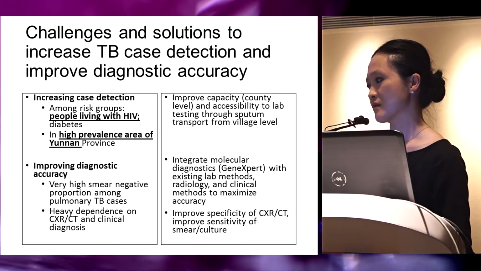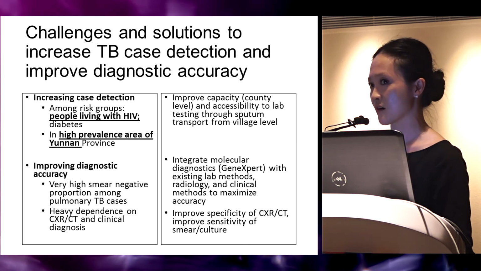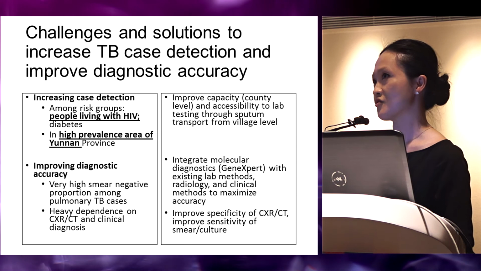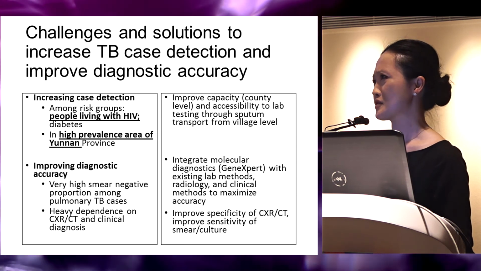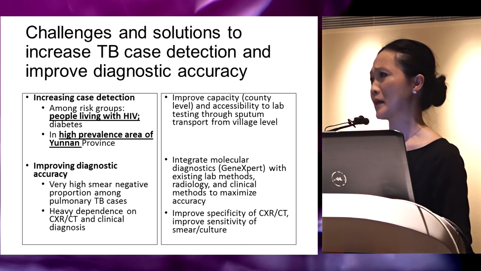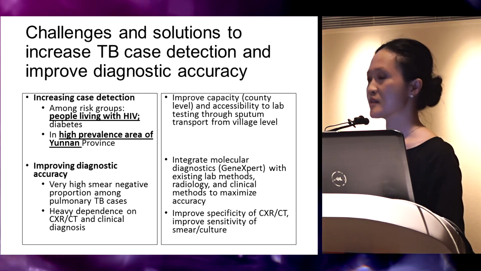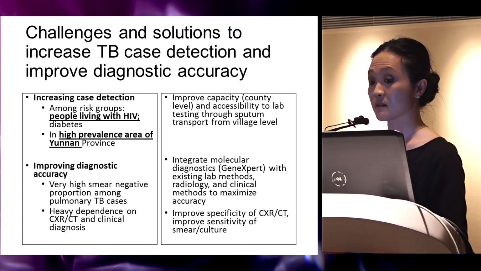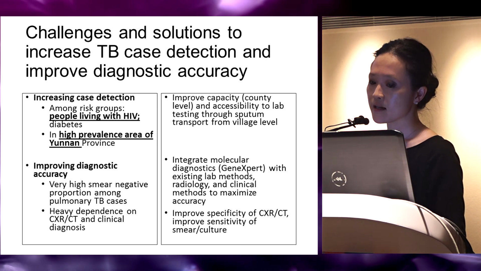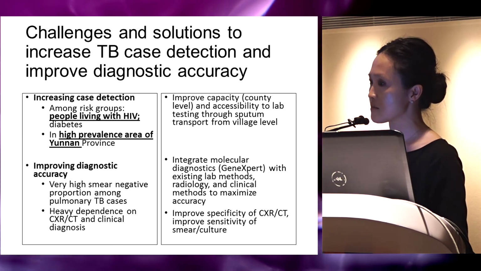Like I said, this issue of high proportion of smear negativity is not unique to this province, and certainly not unique to this county. There are some provinces in China where I think the proportion of smear positivity is very, very low, like 20%. So I think it's not going to be a simple solution, but certainly we would like to start tackling the problem. And then number 3, improve upon the specificity of X-ray and CT scan for diagnosing TB.